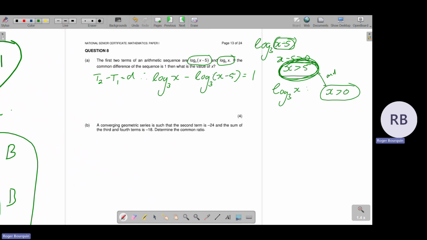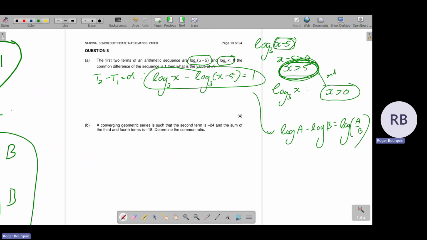But to solve a log equation, you have to get a single log equal to a number. So how do I get this to one term? Well, you've got a law that says log A minus log B is equal to what? Log A over B. So go rewrite that. What's that going to become? It's going to be log base 3 of x over x minus 5, do you agree? Must be equal to what? 1, right?